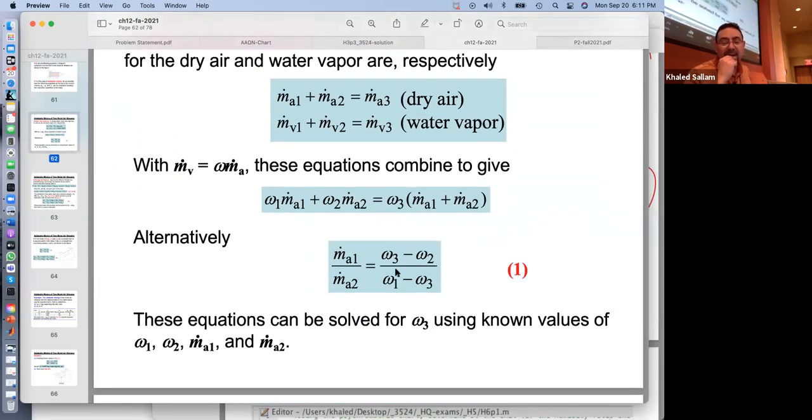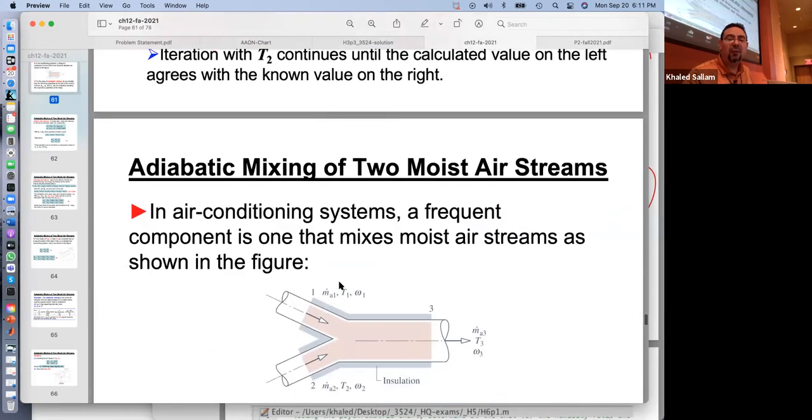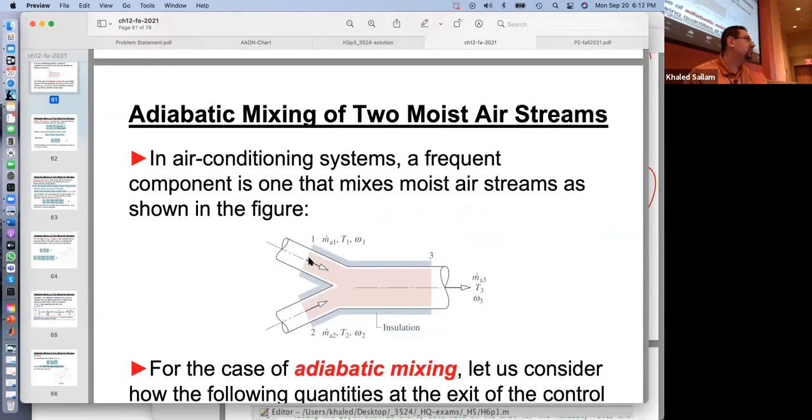What is omega 3 at the end of that mixing? Imagine if m dot air 1 is 0, or very, very close to 0, someone closes the valve, so m dot air 1 is like, I don't know, 1% of m dot air 2. If m dot air 1 is 0, omega 3 should be omega 2. And the same thing here, if you shut down m dot air 2, or you make it very close to 0, omega 3 should be omega 1, right?